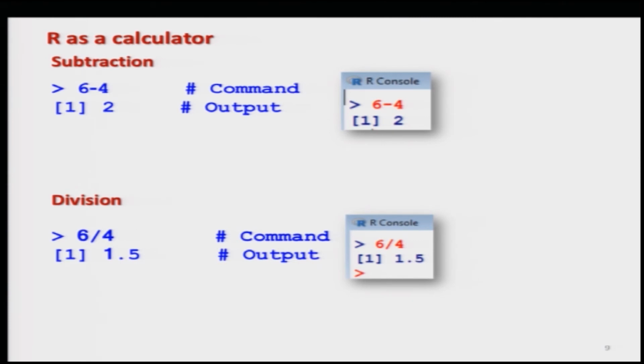Right. Similarly, if you want to subtract, suppose I want to subtract 4 from 6, then I have to use the classical traditional symbol, minus. So 6 minus 4 will give me the answer 2. And if I want to use division, then the symbol is the backslash. So if I want to divide 6 by 4, I have to write 6 backslash 4, and it will give me the answer 1.5.